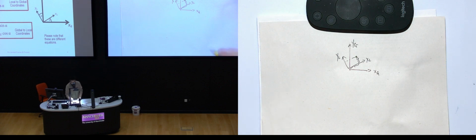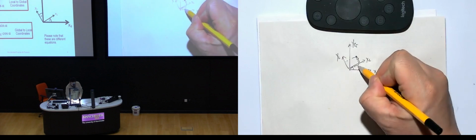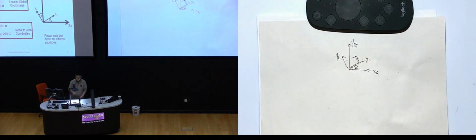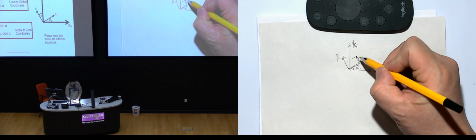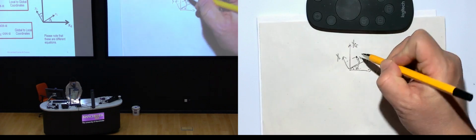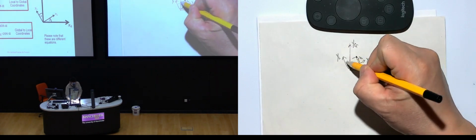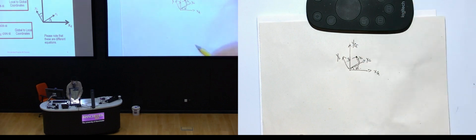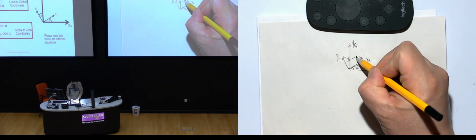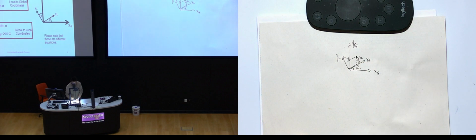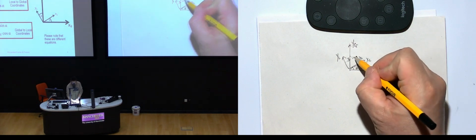Okay. So basically, this is the alpha. Now, you would like to convert this XL and YL, you need to project this point onto, say, XG and YG. So that is basically what we need to do to convert the coordinate system between the local and the global.